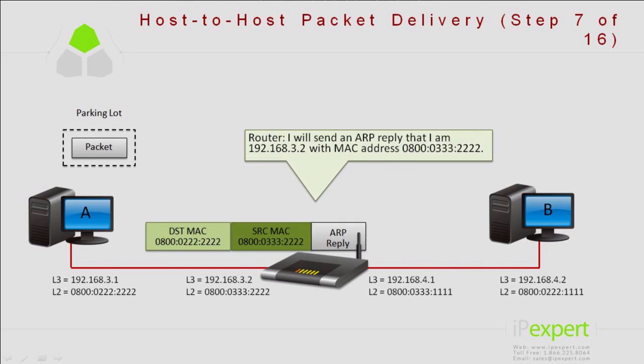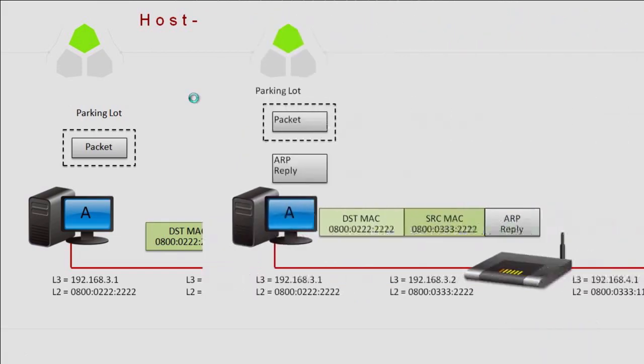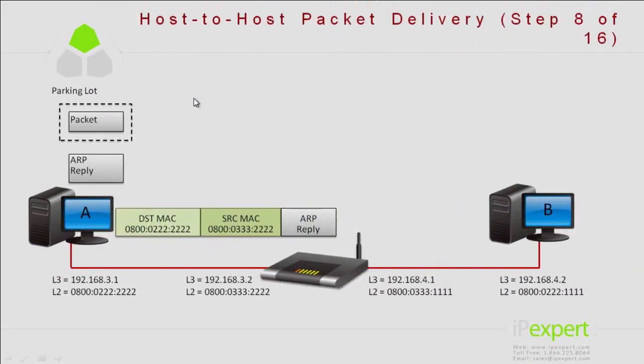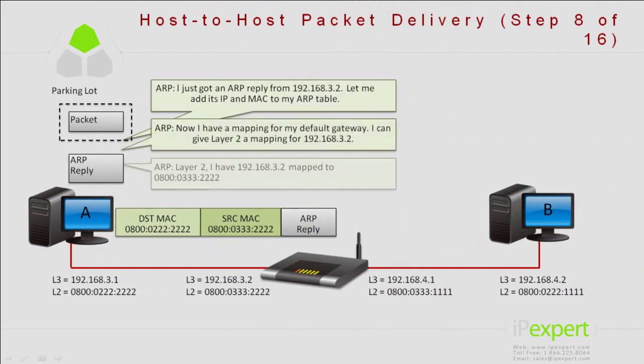So when we look at the next part of this, step 8, what we're going to find is that information is now going to arrive on our router. So now this has been 192.168.3.2, which is my gateway address. So what's going to happen is ARP is saying, I just got an ARP reply from 3.2.